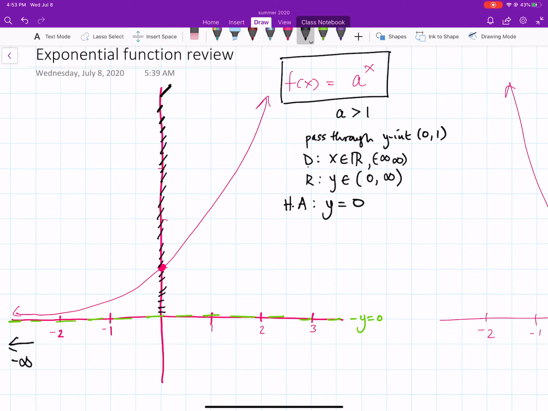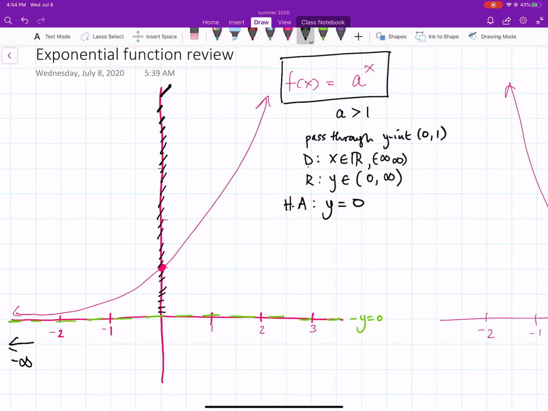So when you are drawing an exponential function, these should be part of the ingredients that make the graph. You should indicate your horizontal asymptotes. You should see the nature of the domain and range of that exponential function, and it should pass through at least the y-intercept, the y-axis.